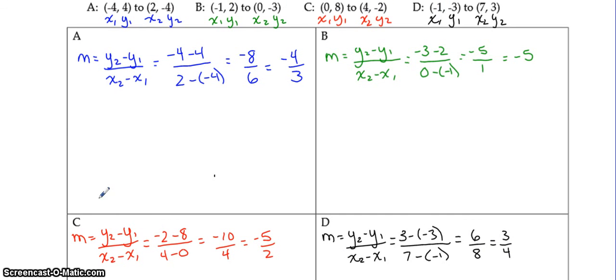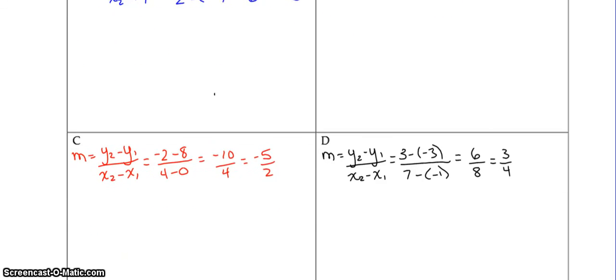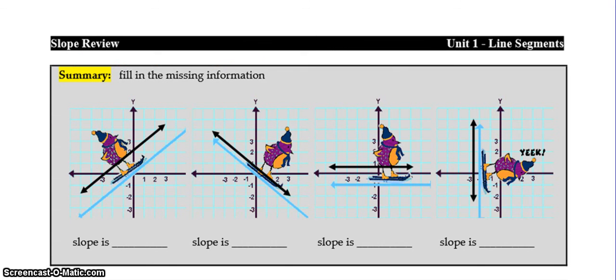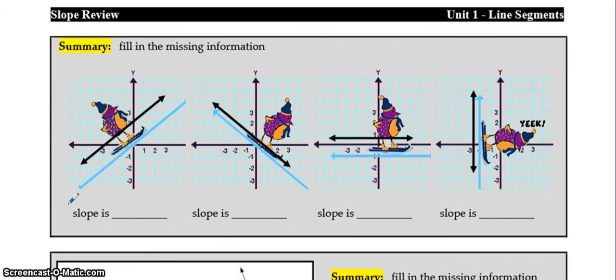So this is all review of slope that you did in grade 9. If there's anything you don't understand, please make sure that you make note of it and ask your teacher in class tomorrow. The next thing I want to go over is some properties of slope.